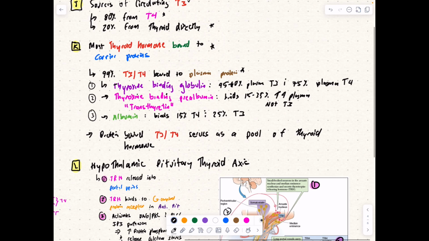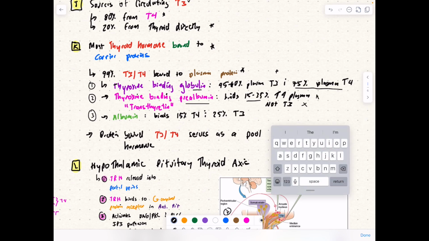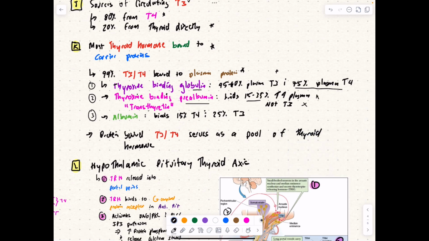We have three different ones. We have thyroxine binding globulin, which holds 45 to 60% of T3, but 75% of T4. Then you have thyroxine binding prealbumin, and that does a little bit less, 15% to 35% of T4, but it does not do T3. So prealbumin does not do T3. This is also called transthyretin.